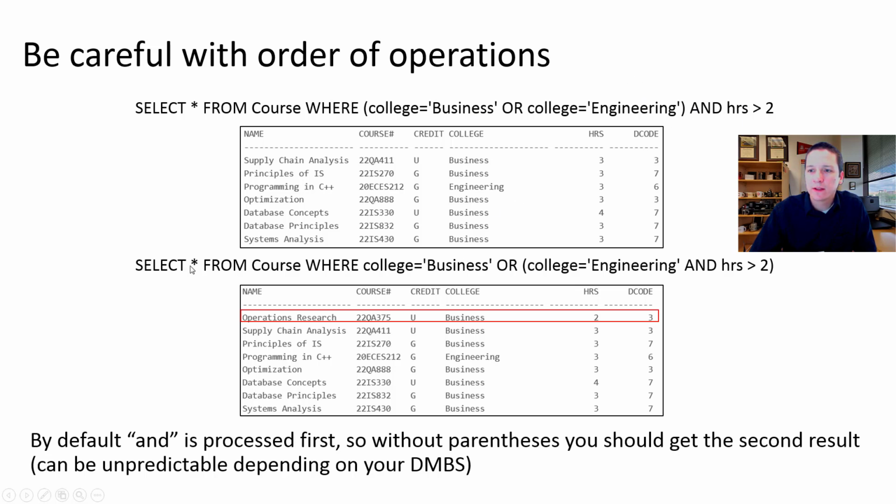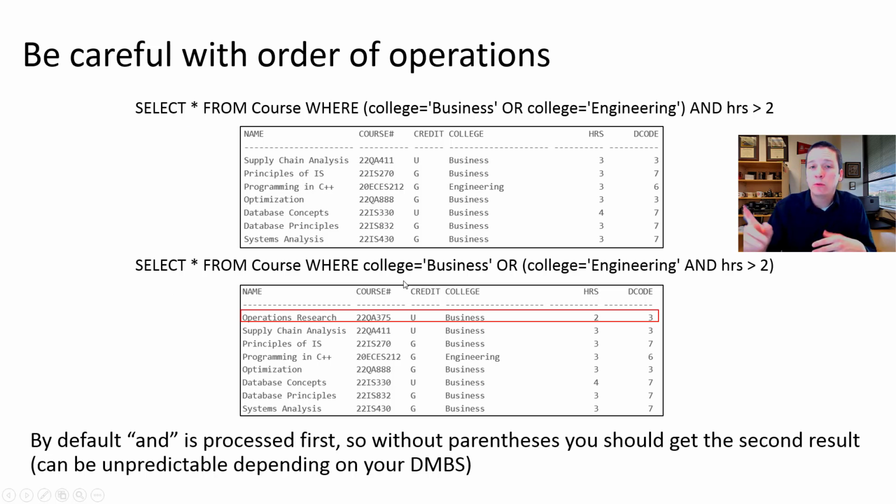Whereas this one, SELECT * FROM course WHERE college = 'business' OR (college = 'engineering' AND hours = 2), is going to return business courses even if the hours is not greater than 2. Right? So take a moment to look at the difference in these two queries and really consider why this tuple is returned by this query but is not returned by this other query.